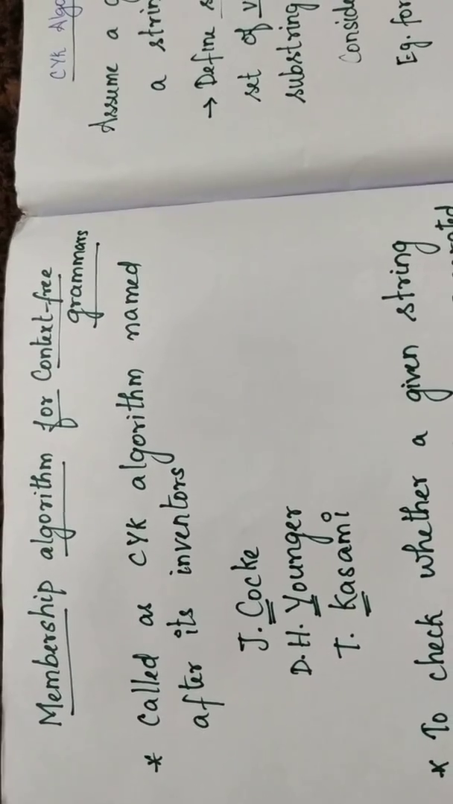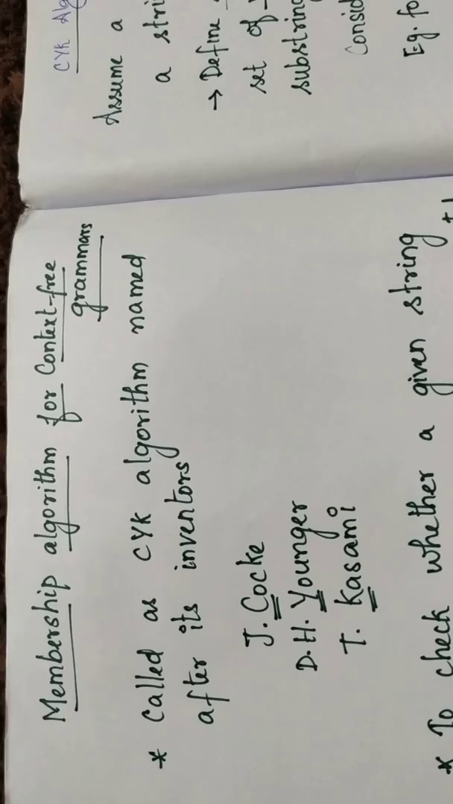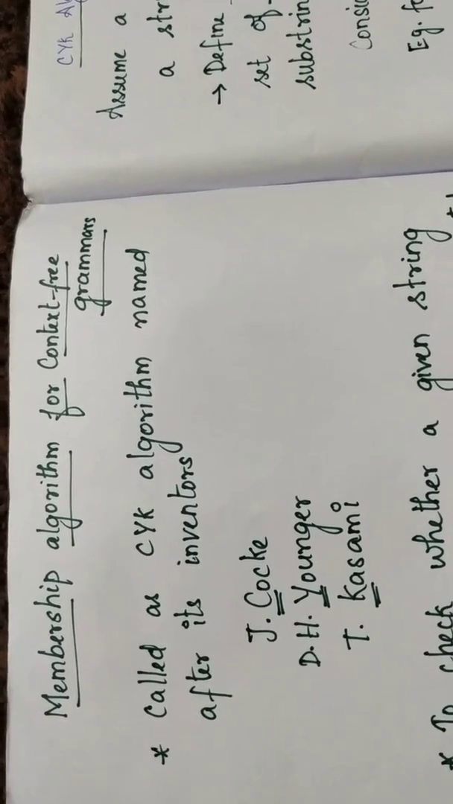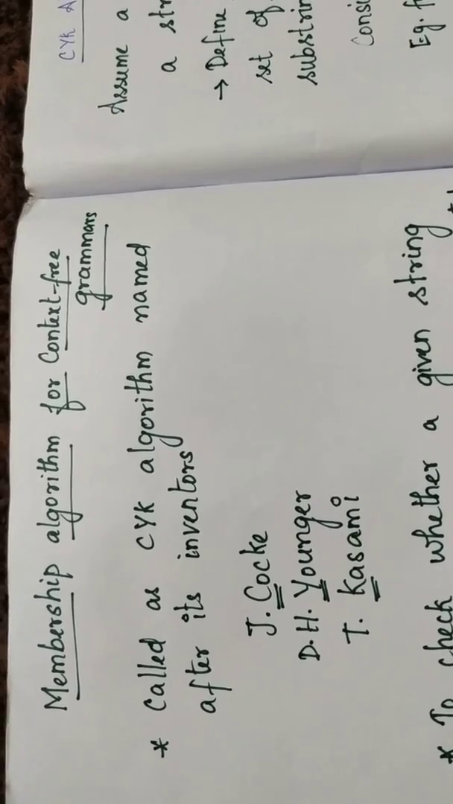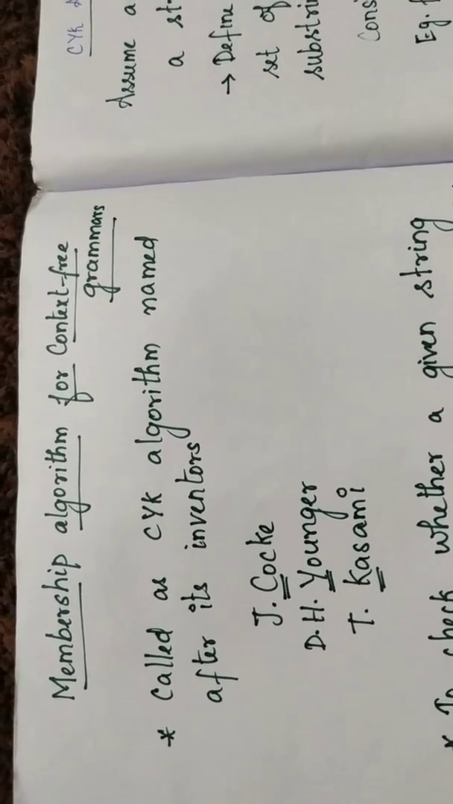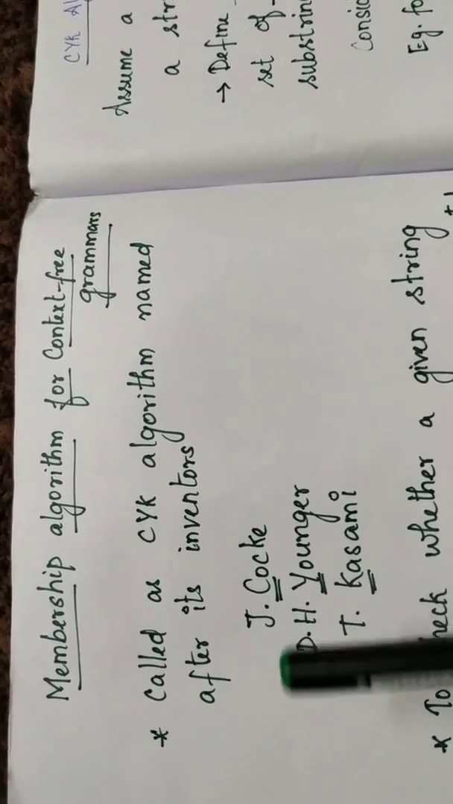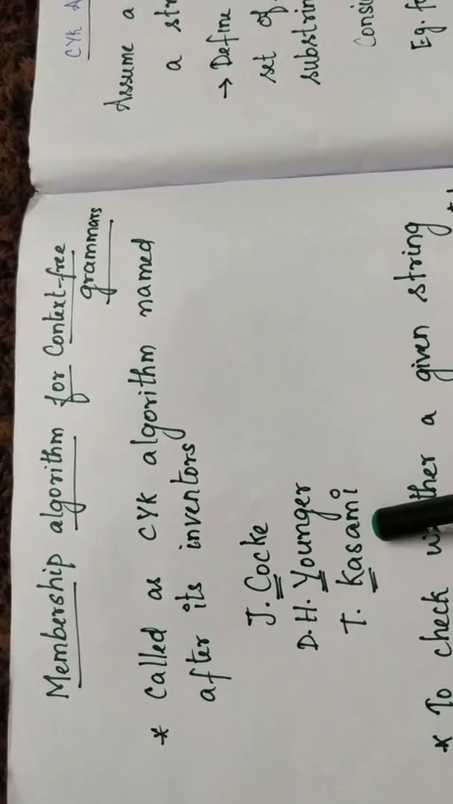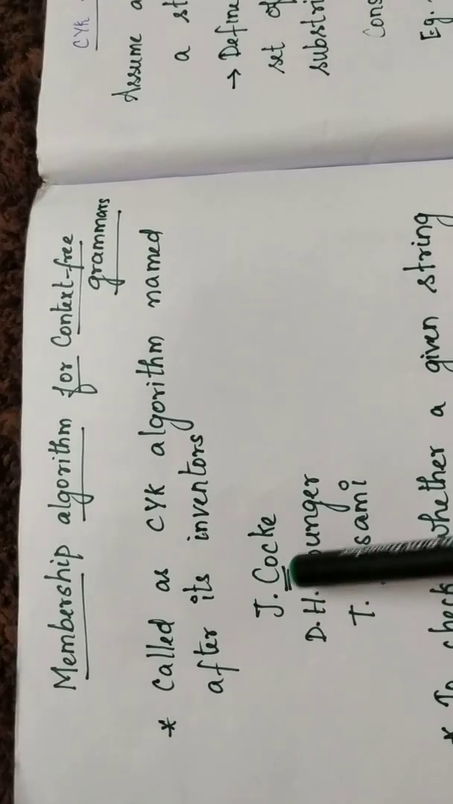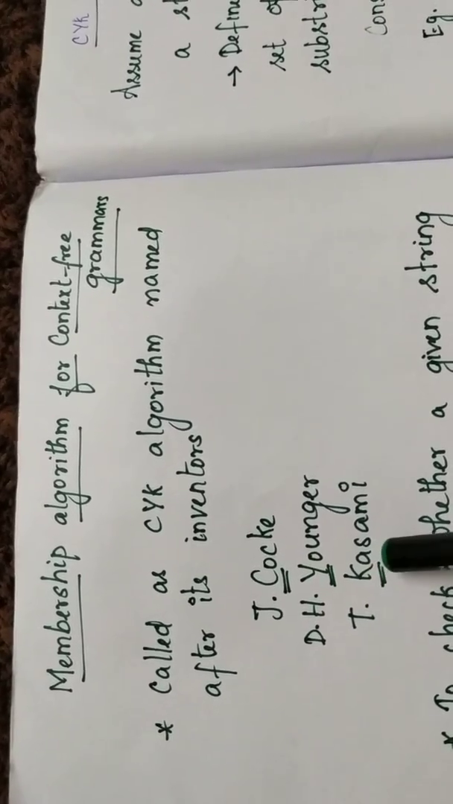Hello, today we are going to learn about the membership algorithm for context-free grammars. This membership algorithm is also called the CYK algorithm, named after its inventors J. D. H. Younger and T. Kasami. The first letters were taken as the name of the algorithm.